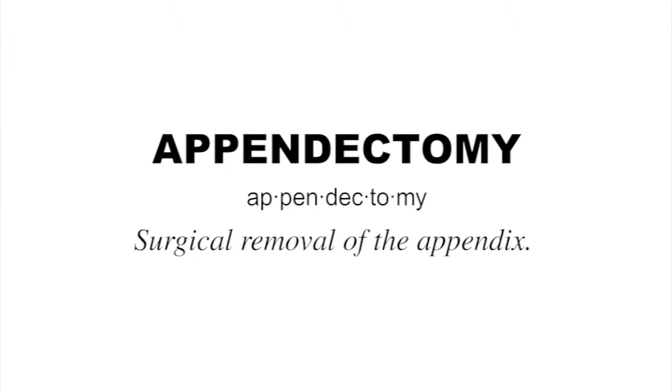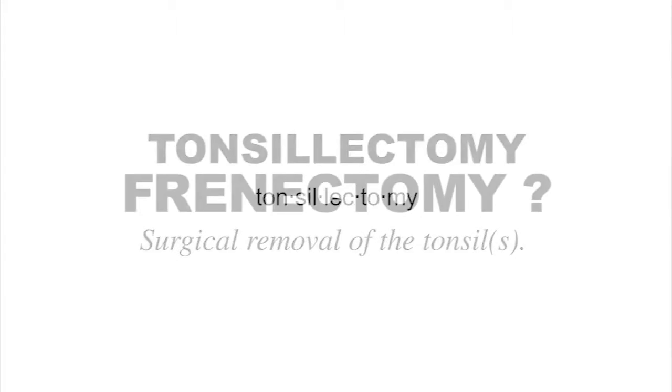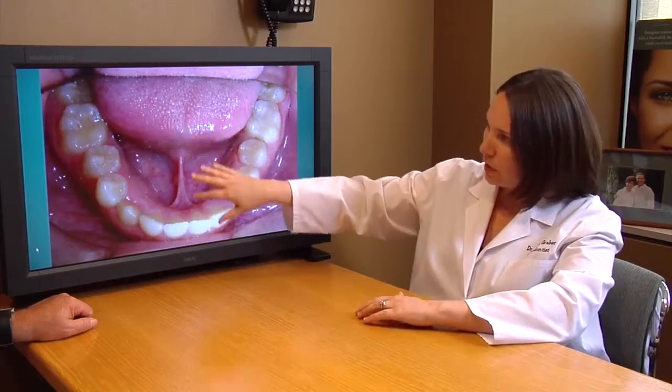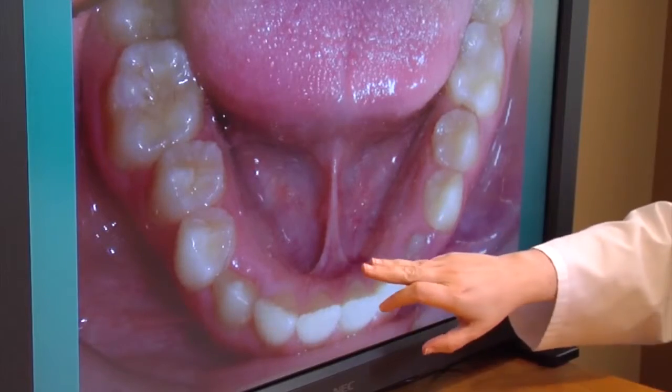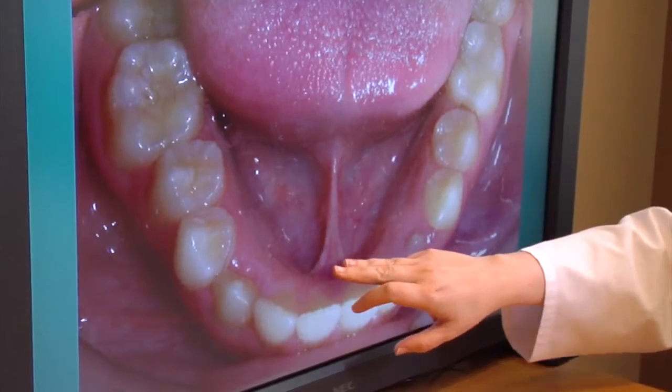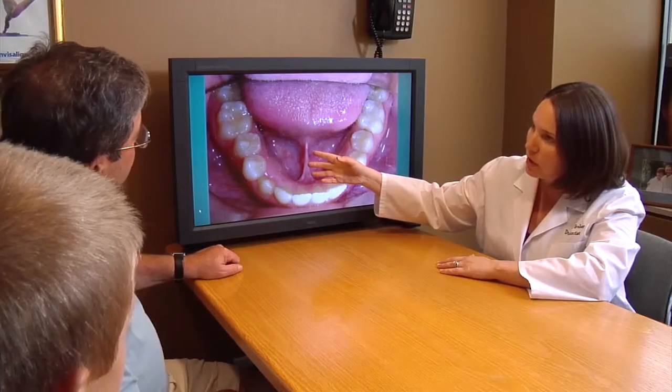what an appendectomy is and a tonsillectomy. How about a frenectomy? If it sounds like the removal or alteration of some kind of tissue, you're on target. This video explains how a frenectomy may resolve certain conditions in the mouth that can lead to trouble.